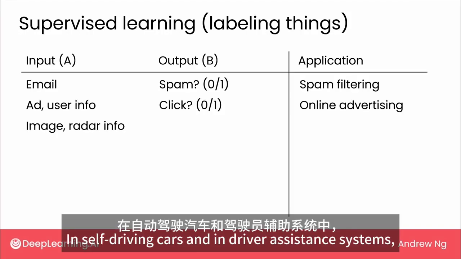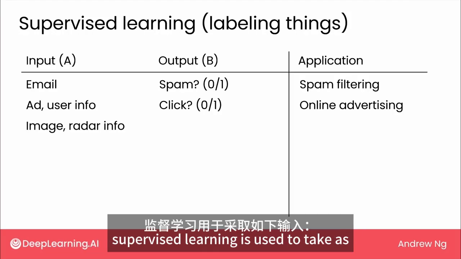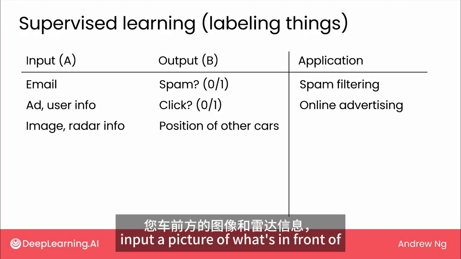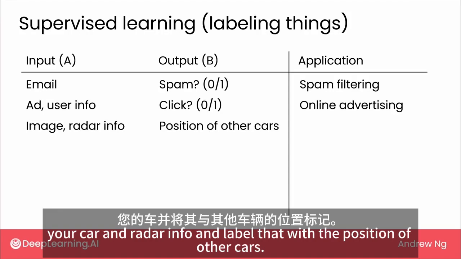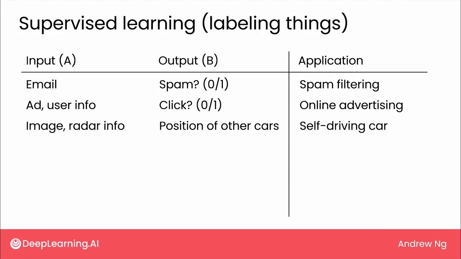In self-driving cars and in driver assistance systems, supervised learning is used to take as input a picture of what's in front of your car and radar info and label that with the position of other cars. Give it a medical x-ray, it can try to label that with a medical diagnosis.